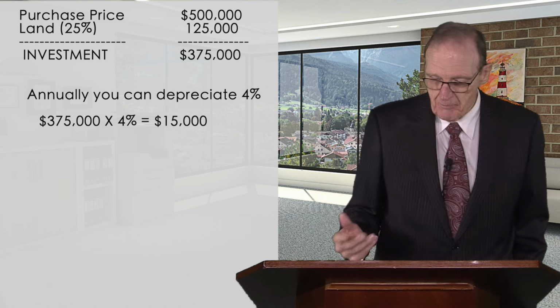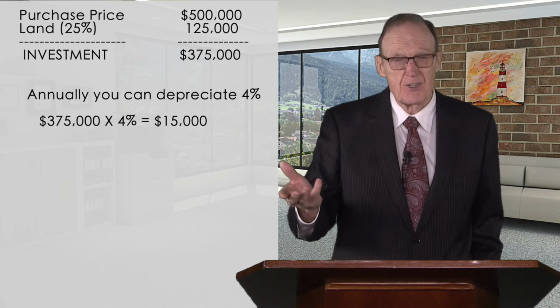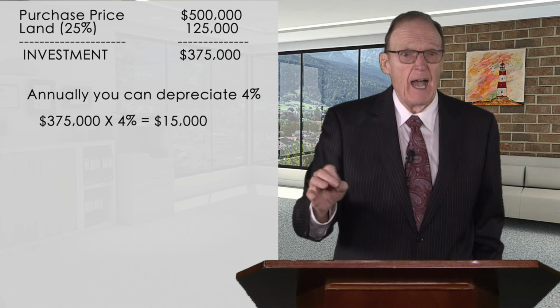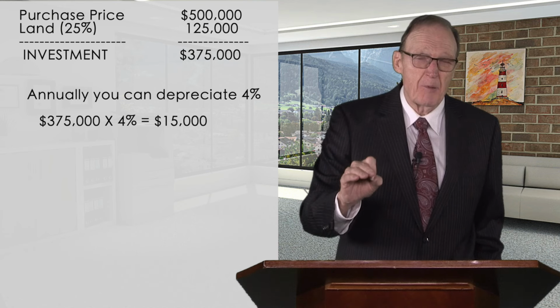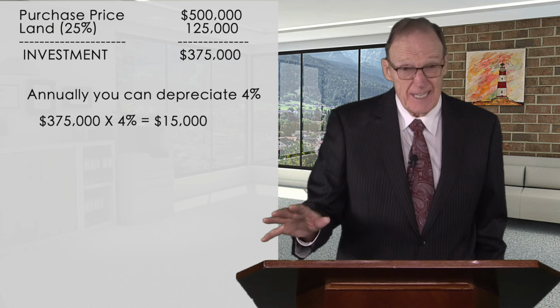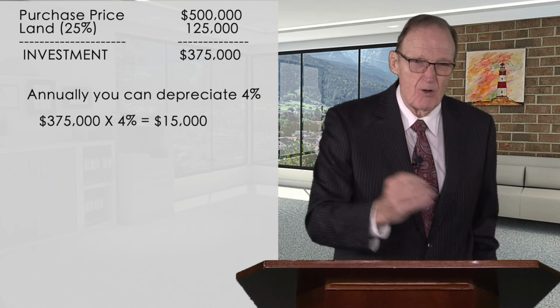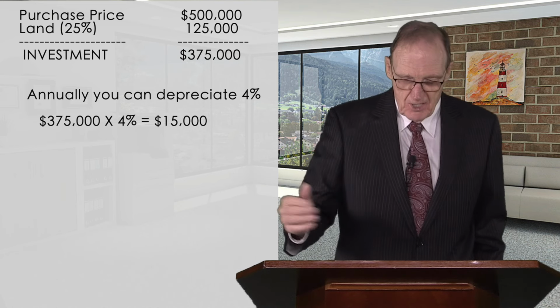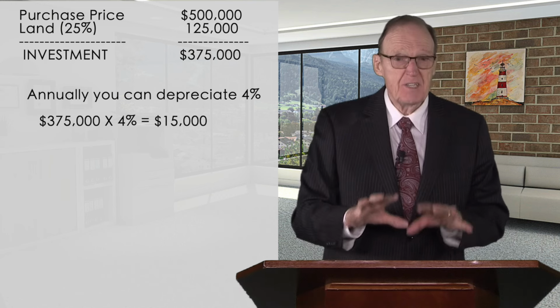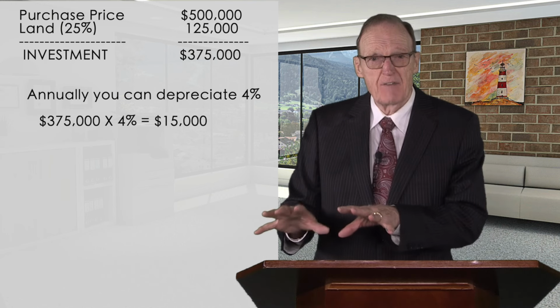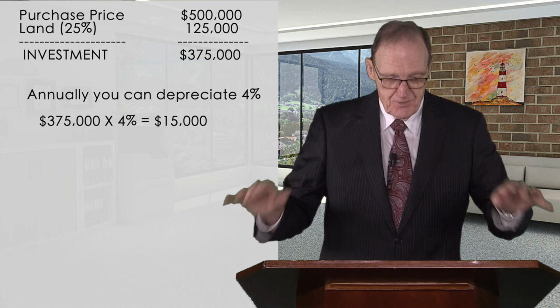Well, that means you can depreciate $15,000 the first year, and it shows as though the value of your property is going down. Now, it actually isn't. We know property continues to go up, but you're allowed to pretend it goes down for tax purposes. We call that depreciation, 4%, on a $375,000 base figure.